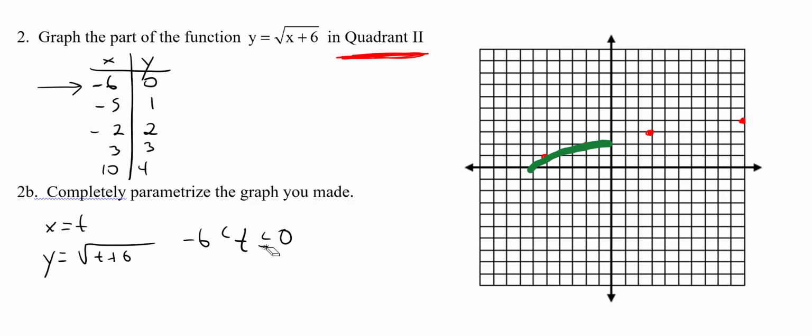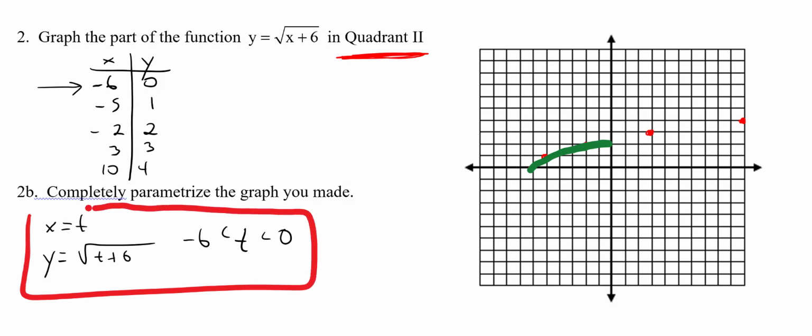Now, technically, as I said before, I don't really need this bottom part because really it's in the second quadrant. So this is my final answer here, math fans. x equals t, y is equal to the square root of t plus 6, and t is between -6 and 0. Because if it went less than -6, you'd go in quadrant 3, and if it was greater than 0, it would be in quadrant 1. So that's it. It's not bad.